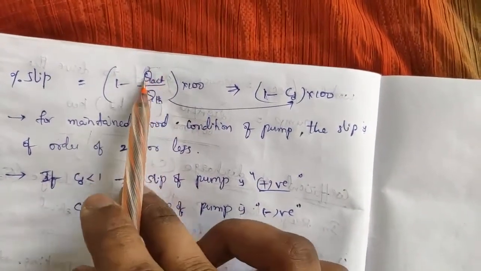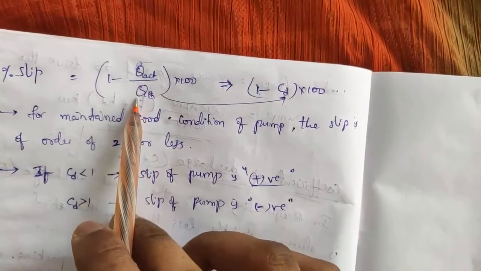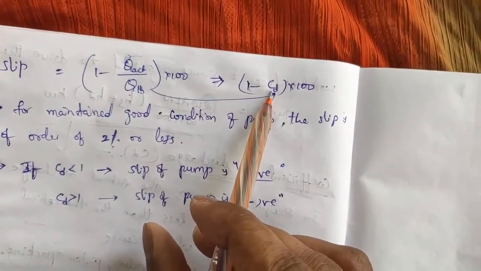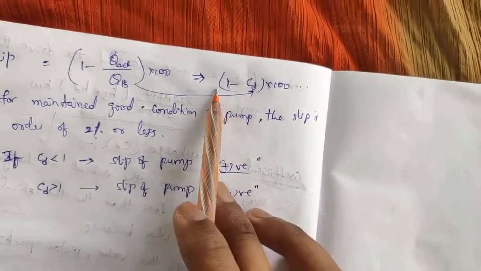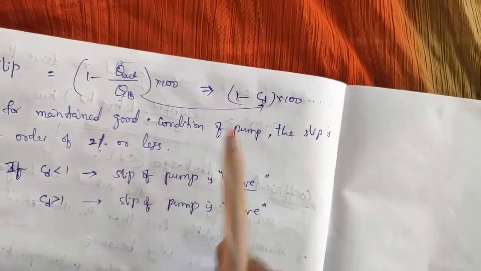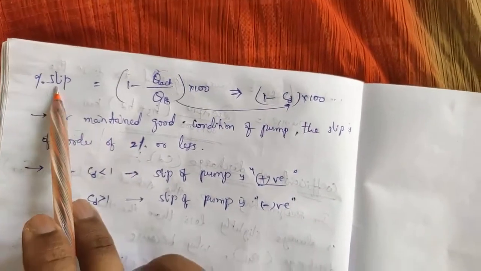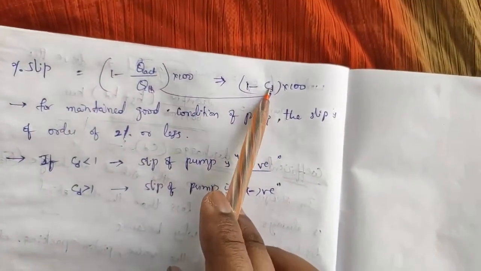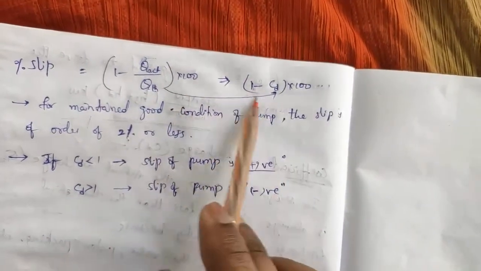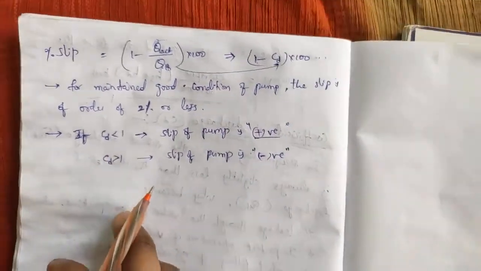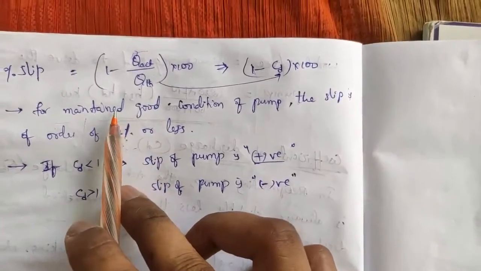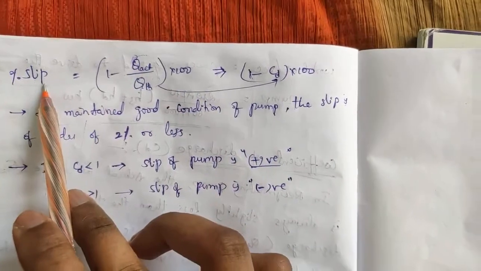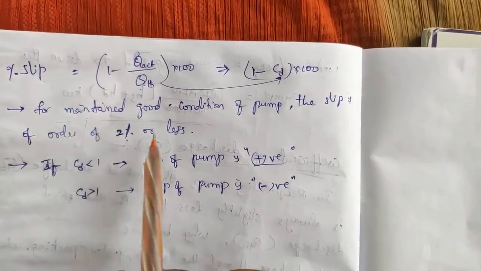You already know the ratio of Q actual by Q theoretical gives the coefficient of discharge. So that's why I am writing 1 minus CD into 100. To calculate the percentage of slip, you need to calculate the coefficient of discharge and substitute it in this formula. For maintaining good condition of the pump, we keep the percentage of slip at 2% or less.